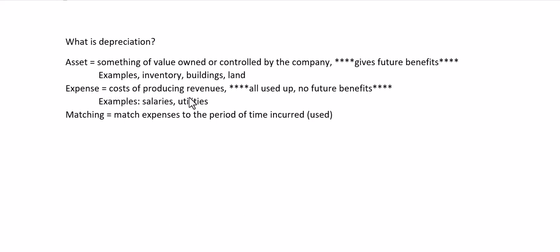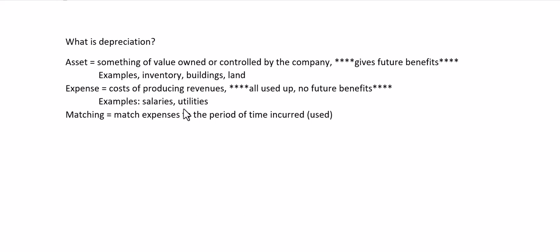Expenses are the costs of producing revenues. And what's very important in accounting is that expenses are all used up. They produce no future benefits. So examples might be salaries. When you pay salaries, you're compensating employees for work that they've already done. And utilities are another example. You're paying the utility company for utilities you've already consumed, not the ones that you're going to consume in the future.